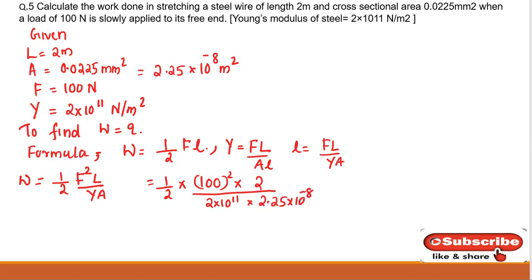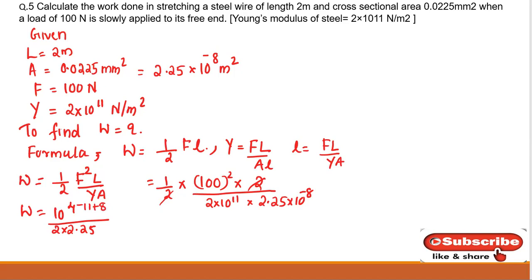Okay, this 2 and 2 will get cancelled. Then 100 square is 10 raised to 4 will come. That is W is equal to 10 raised to 4 upon denominator 2 into 2.25. 10 raised to 11, when it goes to numerator, it will become minus 11. Minus 8 will become plus 8.